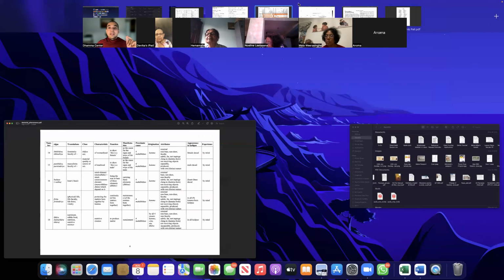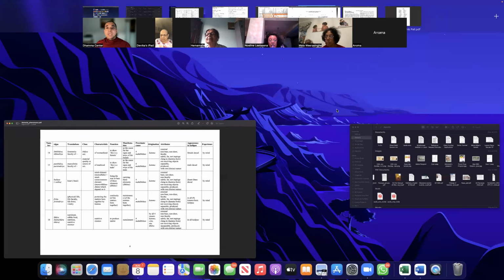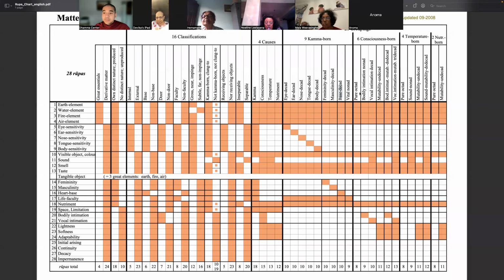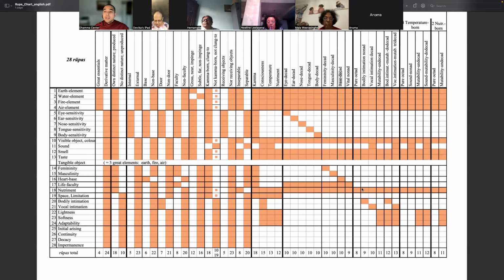Now, going back. All 6 can arise. So we have the pure octad, which has Pathavi, Apo, Tejo, Vayo, Vanna, Gandha, Rasa, Oja. That's 8. Bodily intimation nonad. So then 8 plus 1. What is the 1? Bodily intimation. So it's 9 here, right?